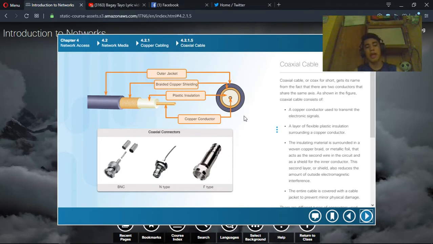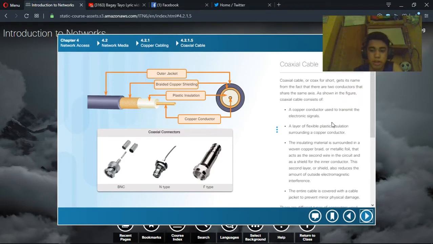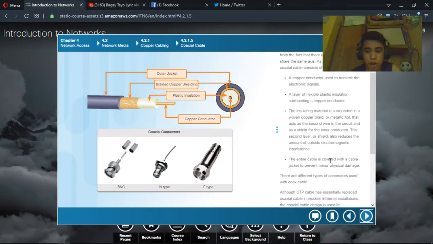It doesn't use twisted wire. It is just a single conductor, which is coated by the plastic insulation, braided copper shielding, and an outer jacket. The copper conductor is used to transmit electronic signals. Flexible plastic insulation surrounds the copper conductor. The insulation material is surrounded by a woven copper braid, and the entire cable is covered with a cable jacket.